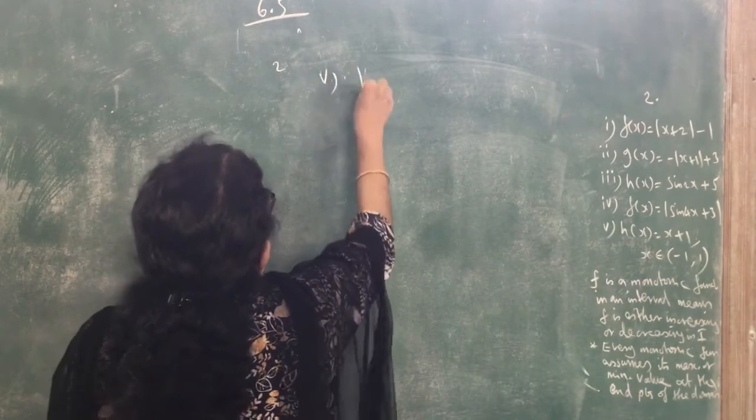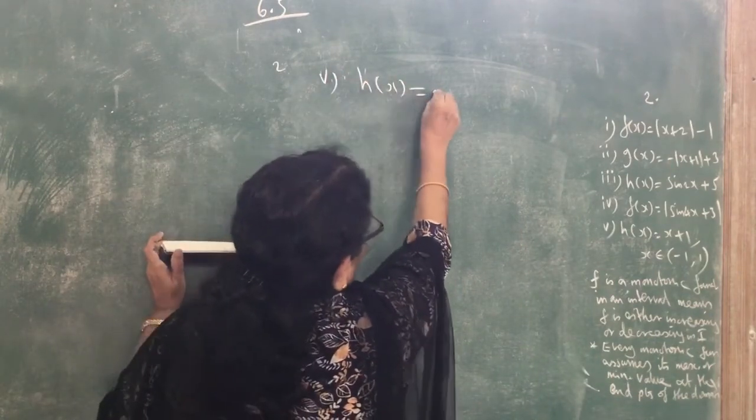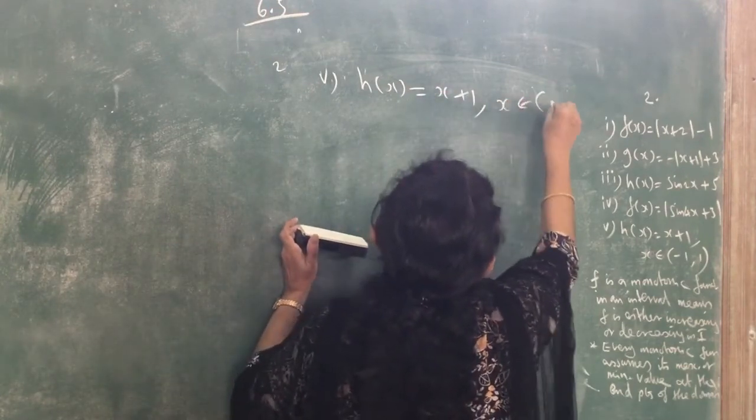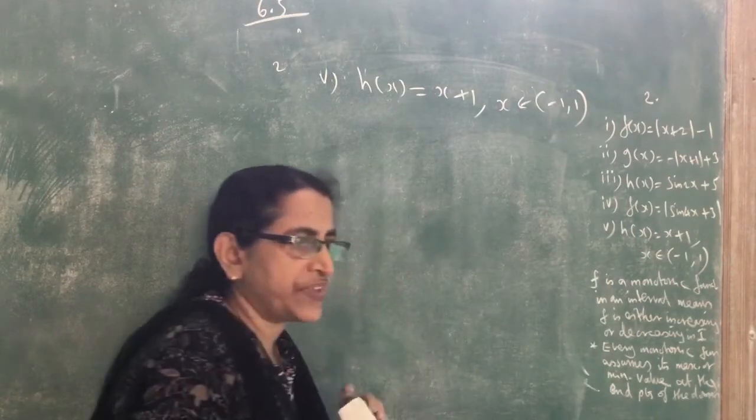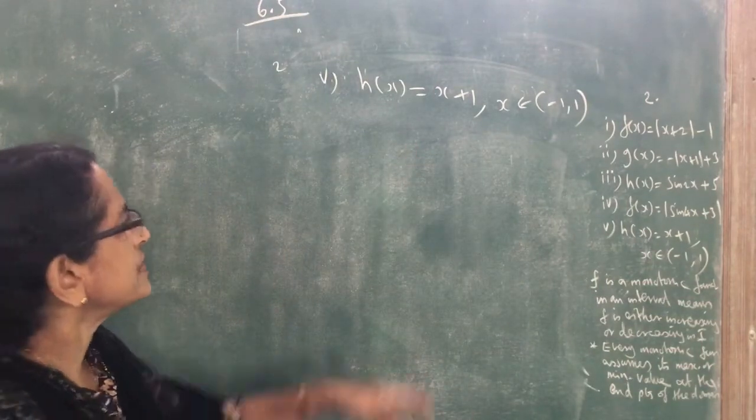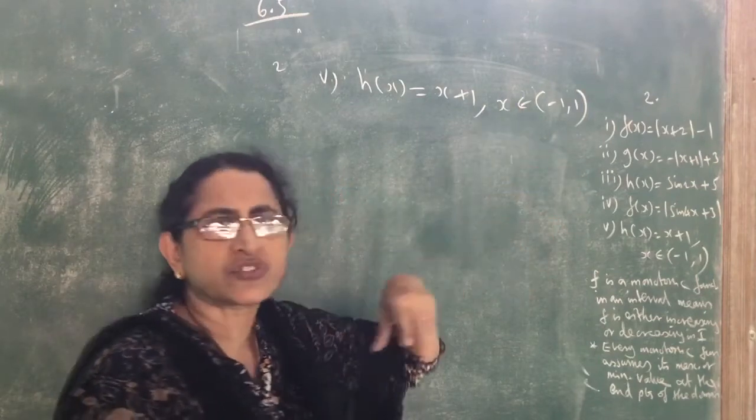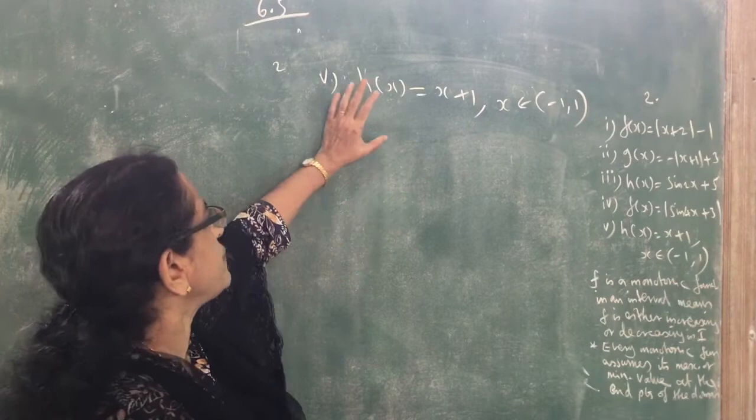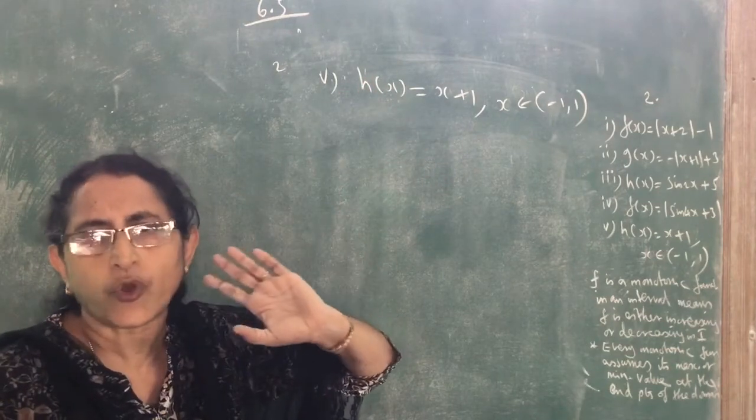Fifth one, h of x equal to x plus 1, where x belongs to the open interval minus 1, 1. So here, it's a special function. See, here the domain is x belongs to the open interval minus 1, 1. So in the open interval, the function has no maximum value and no minimum value.